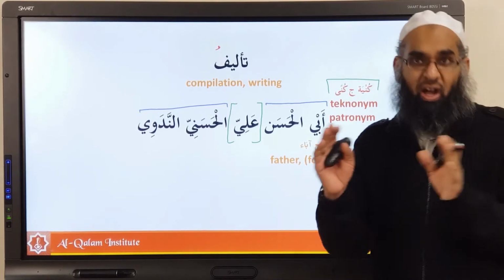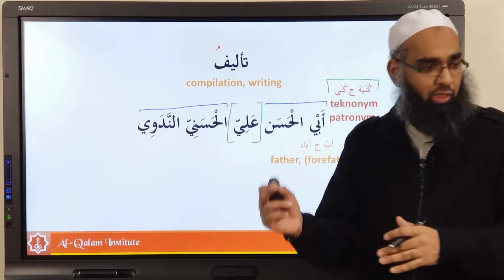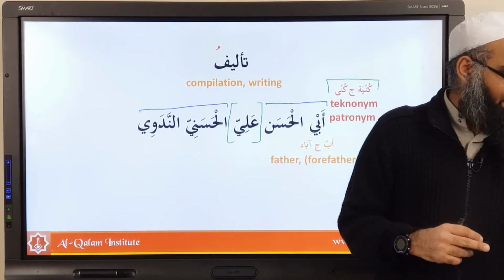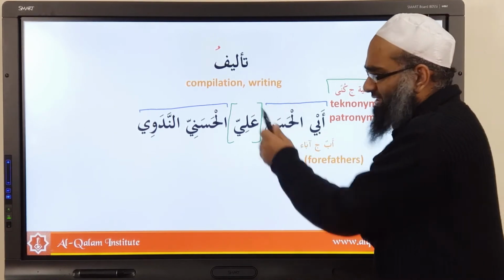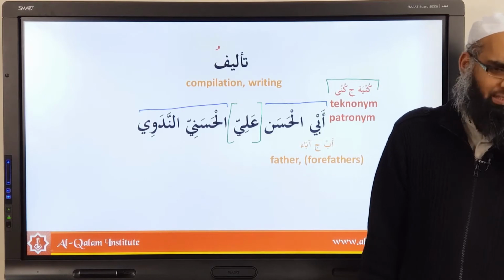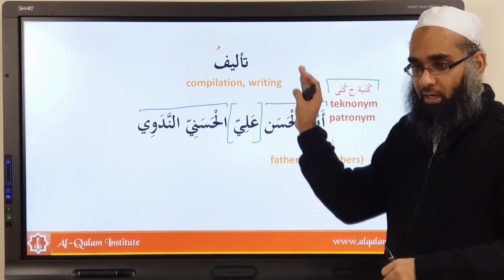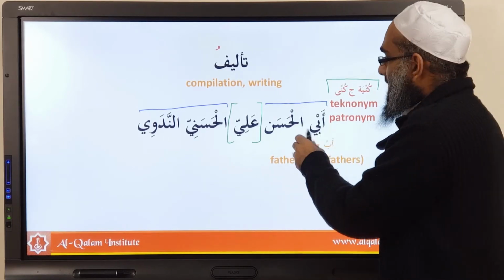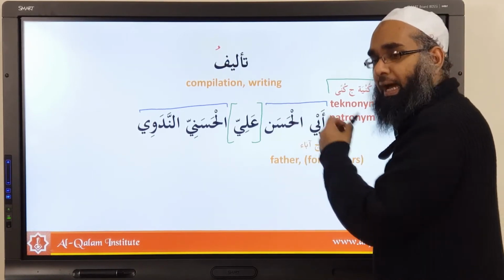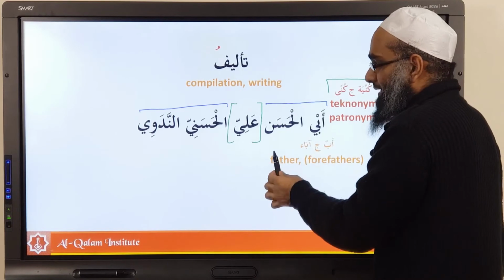It can either be the name of the father of somebody, or son of somebody. So he was the father of Hassan. I'm not sure if he had a son called Hassan or one of his nephews called Hassan. So he's called Abul Hassan. His kunya is Abul Hassan. And why is this majroor? This is majroor because of the mudhaf alayh of ta'leef. So the compilation of Abul Hassan.